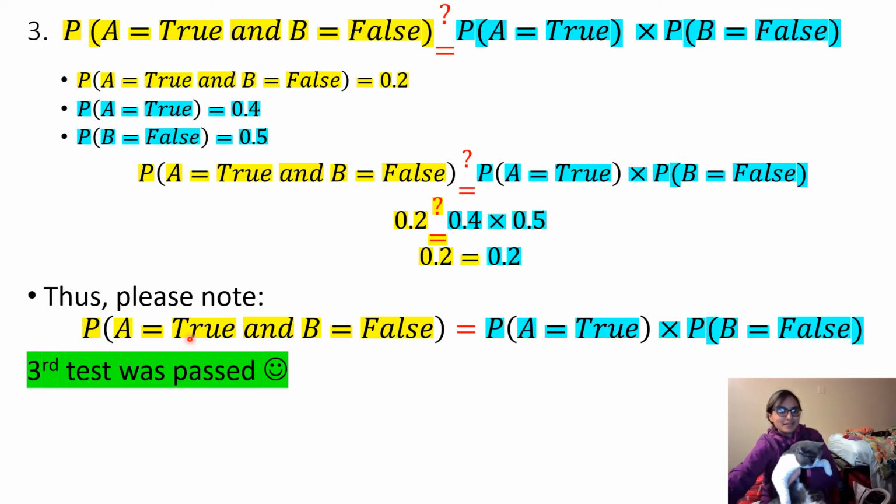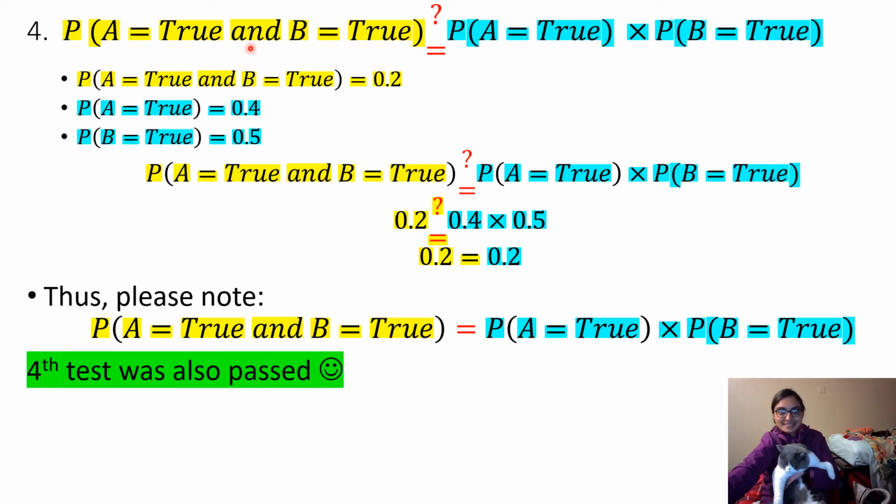Thus, the probability A is true and B is false equals the probability A is true multiplied by the probability B is false. So even the third test was evaluated to true and it was passed. So independence is upheld so far. And we just have this last test.